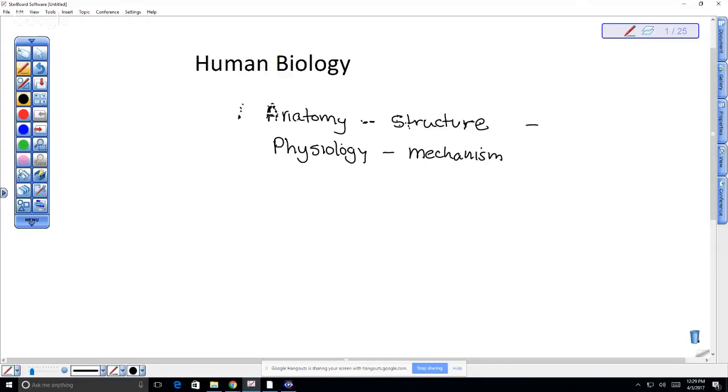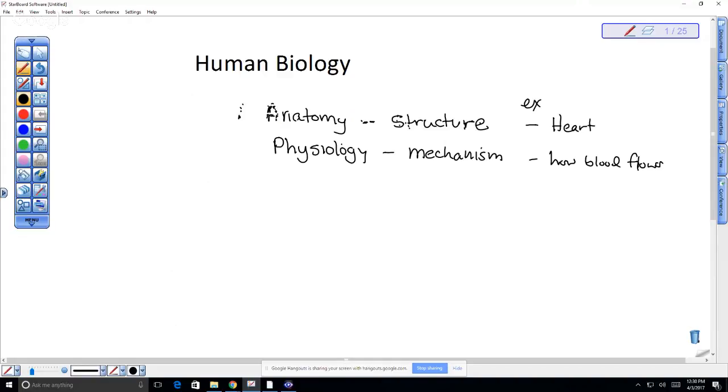So for example, we could look at the heart structure, but what we really want to understand in the mechanism, and this is just an example, is how the blood flows. Okay. So we're not going to be looking at a lot of big structures this quarter. We're going to look at more of the smaller details, including cells and tissues.